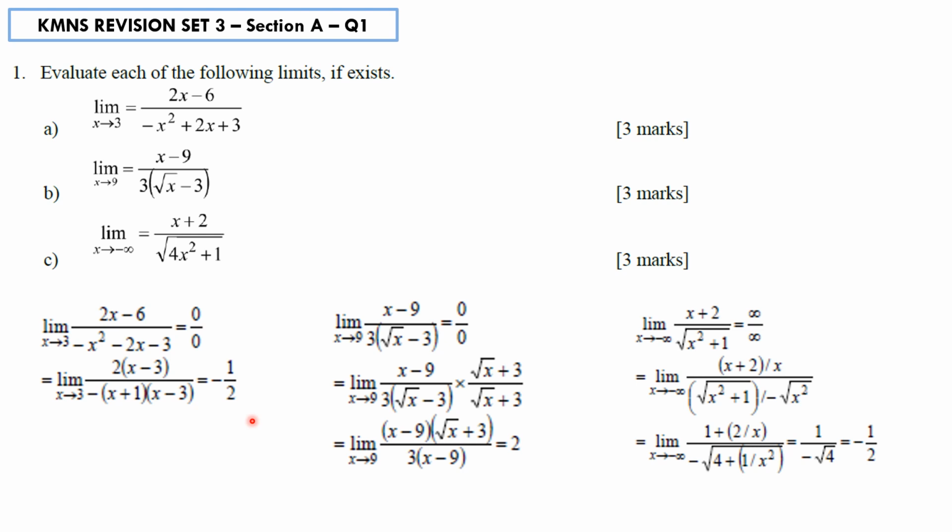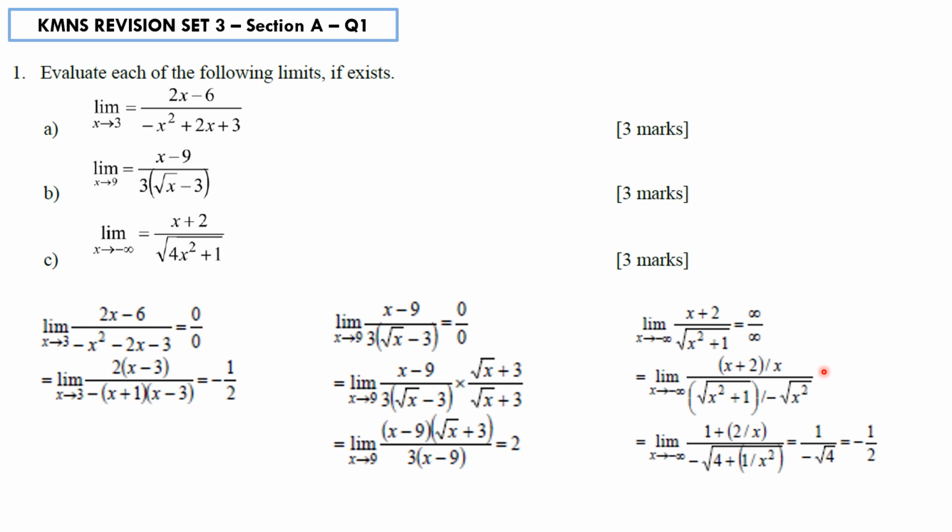For the second one, limit x goes to 9. You have to multiply with its conjugate to simplify the function to get the value. And the last one, limit x goes to infinity. Again, we have to divide everything by the highest power of denominator, which in this case is square root of x squared. And again, if x goes to negative infinity, we have to divide by negative square root of x squared, which is also equivalent to x.